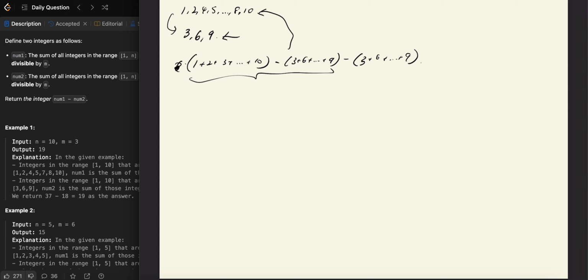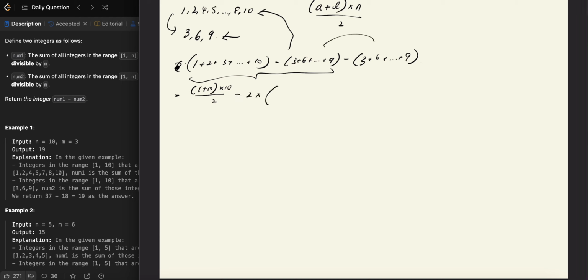And so what is this equal to? Well, it is equal to the arithmetic sum from 1 to 10. If we use the arithmetic series formula, it is the first item plus the last item, multiplied by the number of items in that series, divided by 2. So for here, it'll be 1 plus 10, and then multiply by 10 divided by 2. And then we have 2 times.